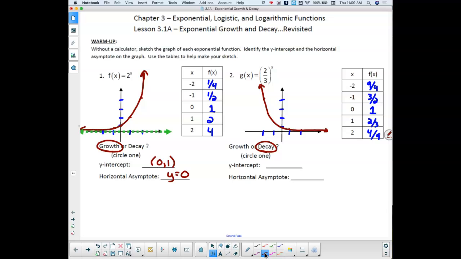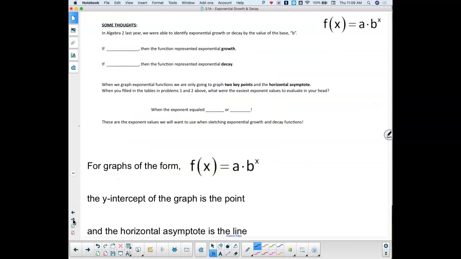Yep. Okay. Y-intercept is also at 0, 1. We found that in our t-chart. And our horizontal asymptote still is y equals 0. Agree with all of that? Love it. Okay?